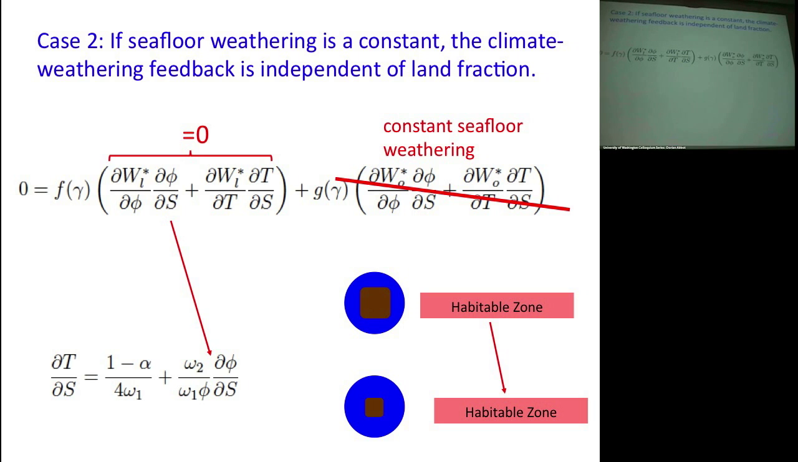Okay, so what happens in this limit? I said that the seafloor weathering is constant, so that knocks these terms out. And then, right away, because I assumed that the land fraction function was separable, which is a safe assumption, you're left with this, and so you can solve for dp/dS and plug it into dT/dS, and you get something that has no dependence on gamma. So there's just no dependence on the land fraction left.